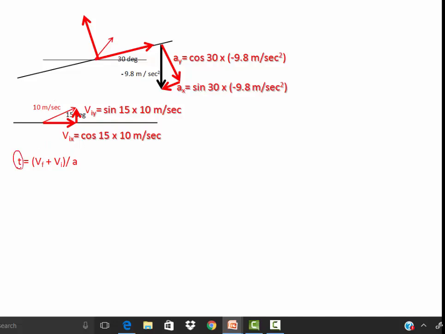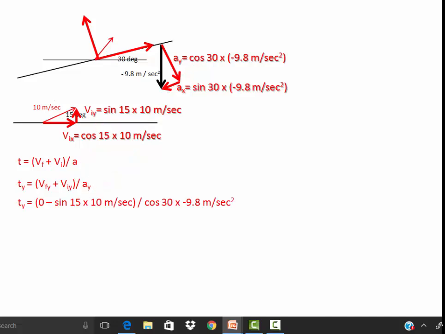If we can find the time it takes to go to the top of the projectile arc, that's when the final velocity goes to zero. This whole formula is basically from the acceleration formula, which is delta V over delta T, and if you solve for delta T, you get this formula right here. So again, final velocity at the top of the arc is zero, and we have our initial velocity right here, which is sine of 15 degrees times 10 meters per second, and our acceleration in the y direction is right here.